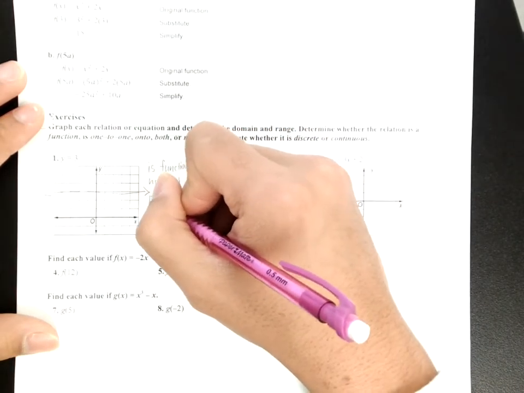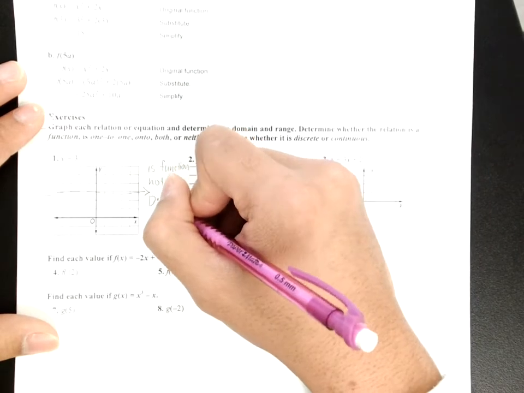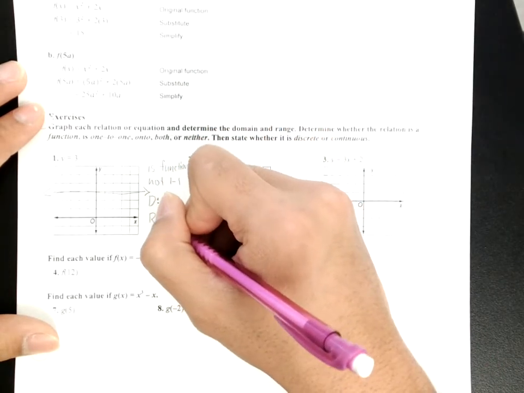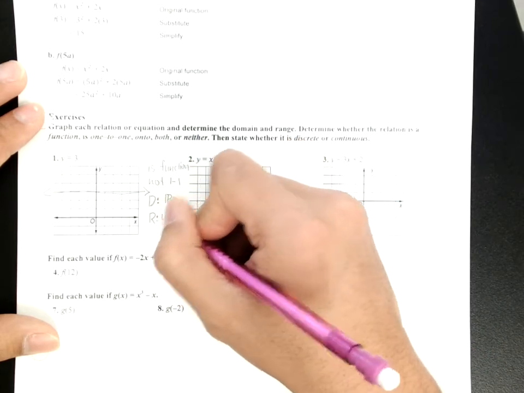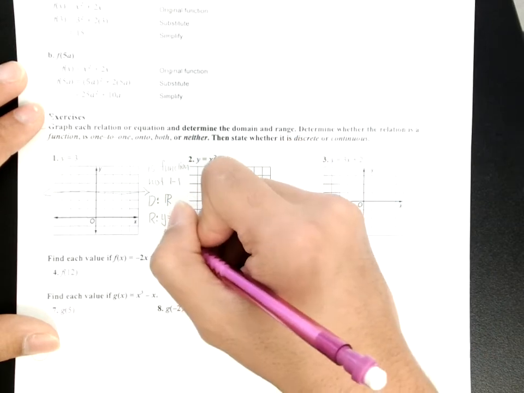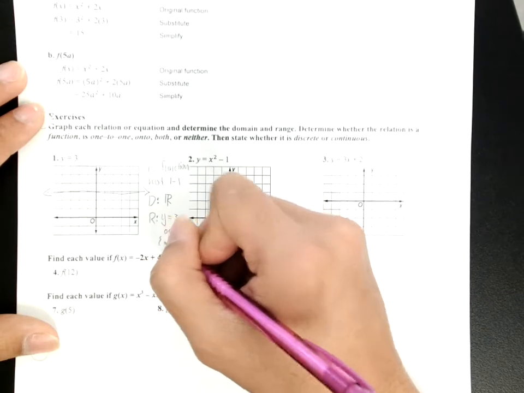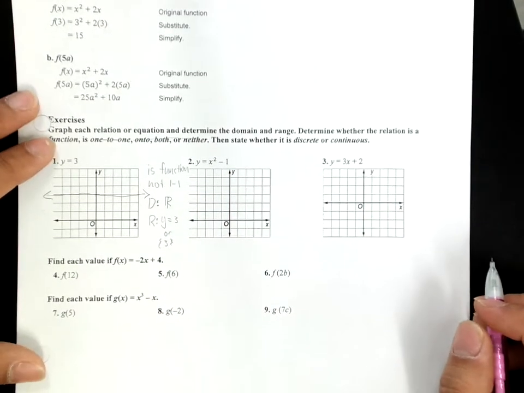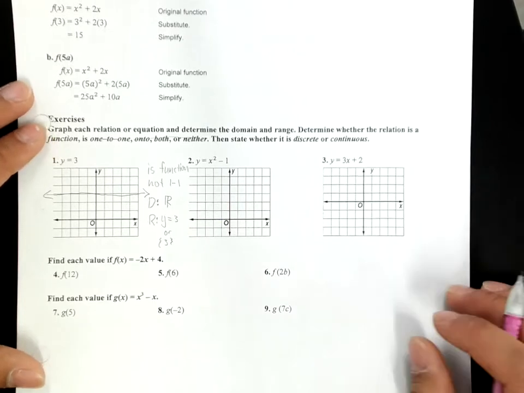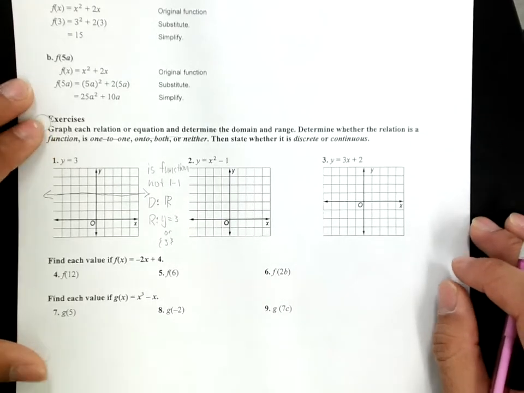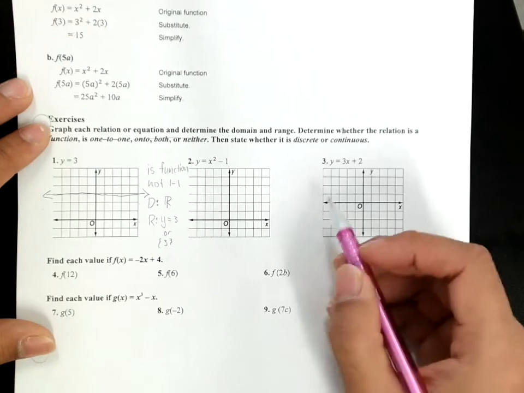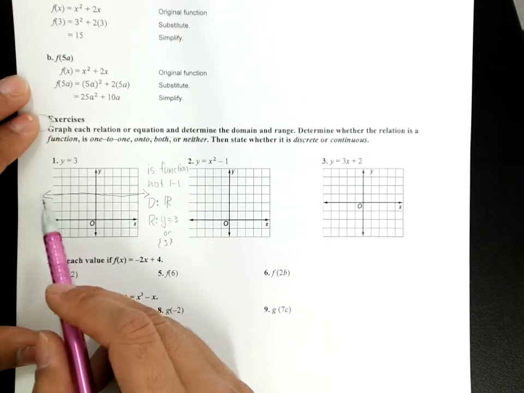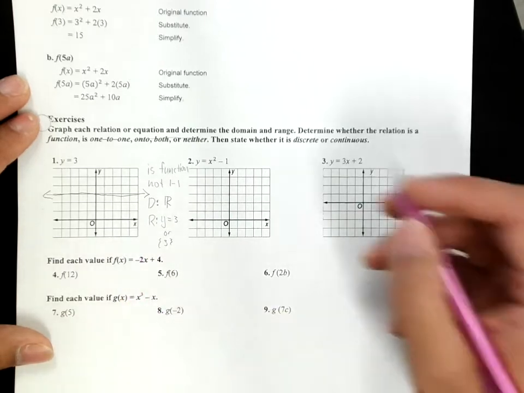And your domain is going to be all real numbers, and your range is going to be y equals 3, or you can write it in set notation with the squiggly parentheses. And this is a continuous function, right? Because it's all connected.